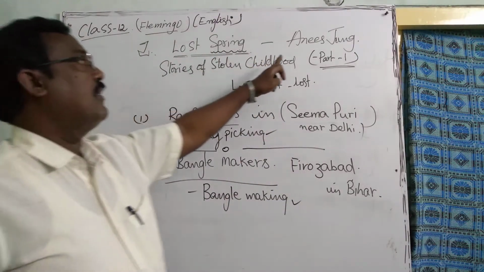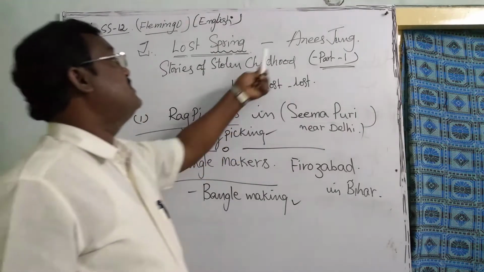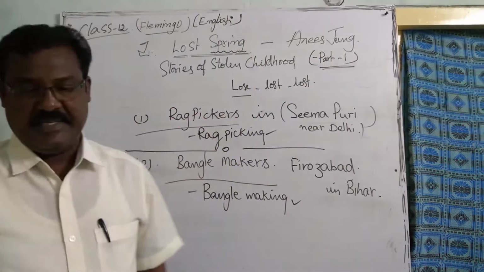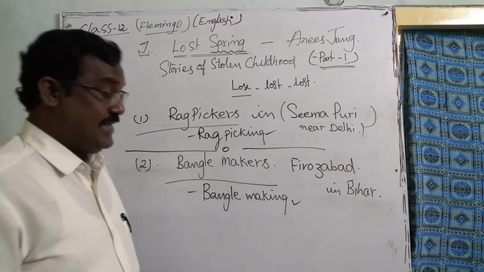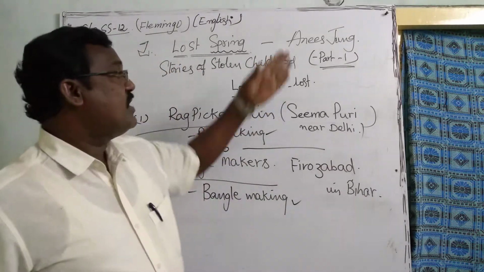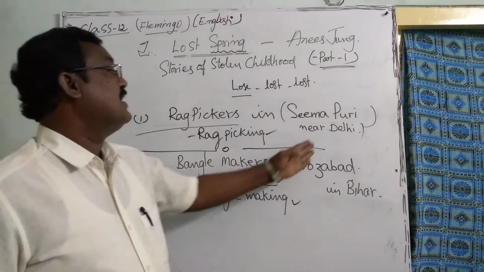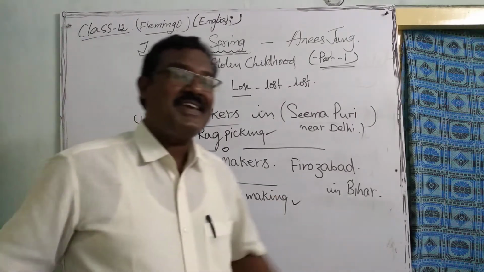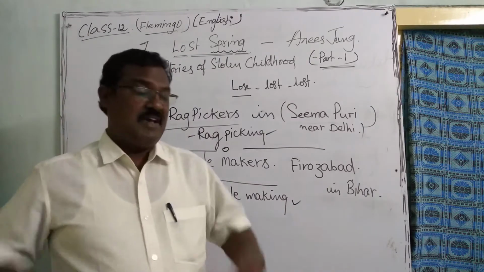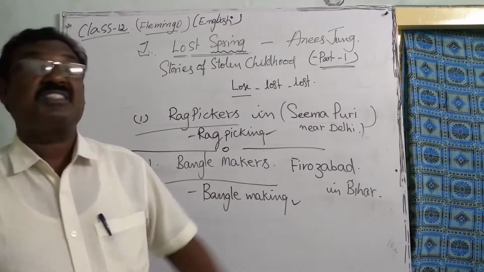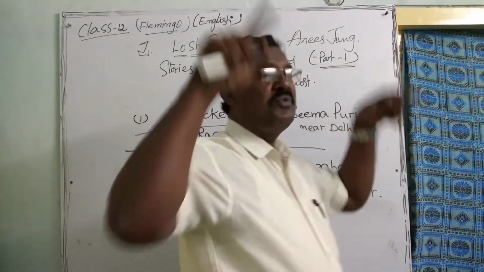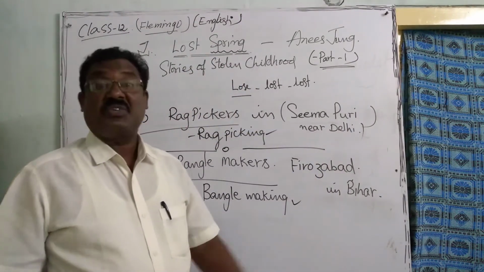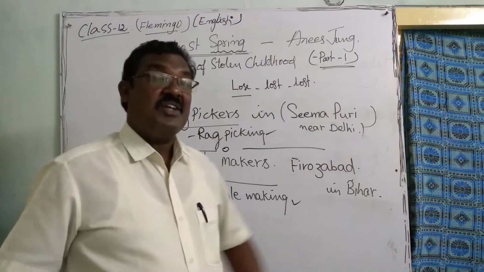Last Spring, written by Aneesh Jung. Aneesh Jung is a woman. She was a short story writer and a novelist. She had so many experiences in her life. She happened to meet so many rag pickers in the premises of Seemapuri, and so many children who are living in dingy houses and stinking lanes filled with garbage, in small muddy huts without roofs, windows and doors. Those doors that are there were wobbling.